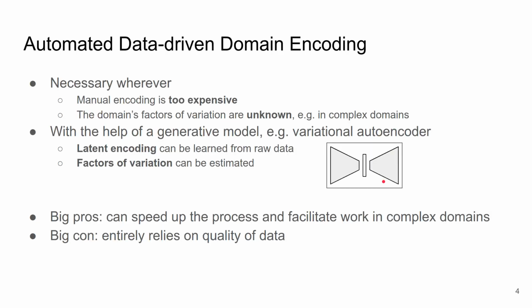But when a manual encoding is too expensive or the domain's factors of variation are unknown, for example in very complex domains, we can use generative models to help us. For example, we use variational autoencoders to learn from raw data a latent encoding and estimate the factors of variation. The big pro is that obviously we can speed up the process that I described in the last slide and facilitate work in complex domains. The big con is that this entirely relies on the quality of the data.